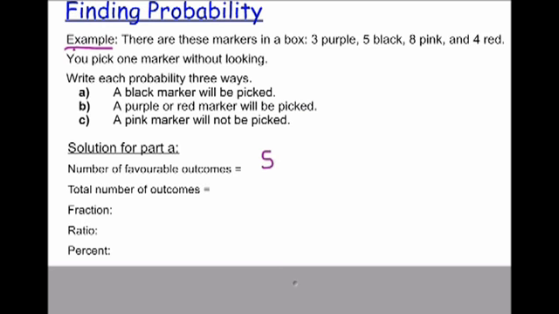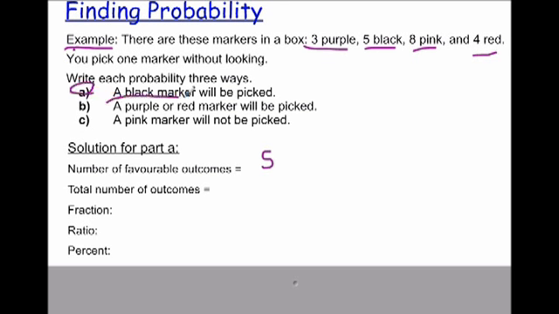Now let's look at this example here. What we have is you have these markers in a box. There's 3 purple, 5 black, 8 pink, and 4 red. You pick one marker without looking, and we're going to look at the first part here, A. What's the probability of picking a black marker from this particular box?